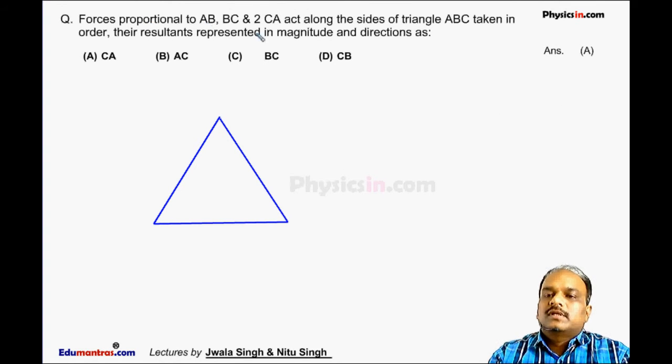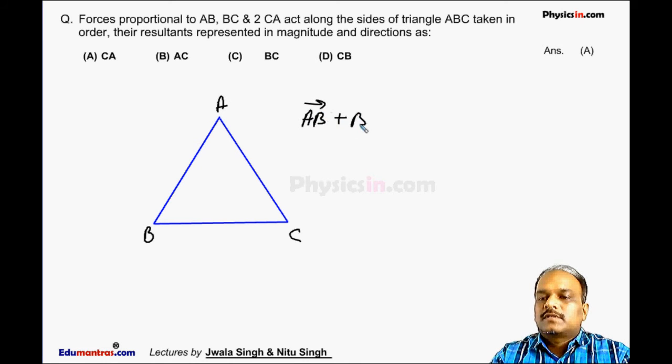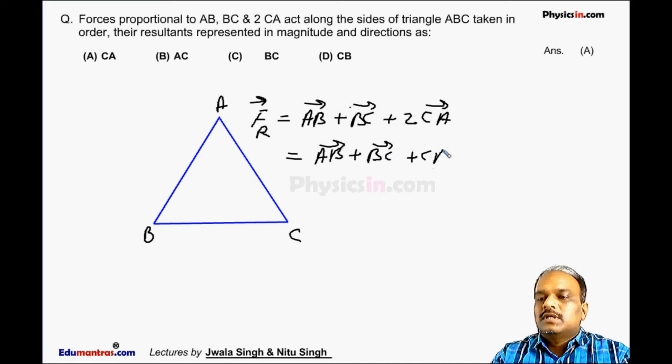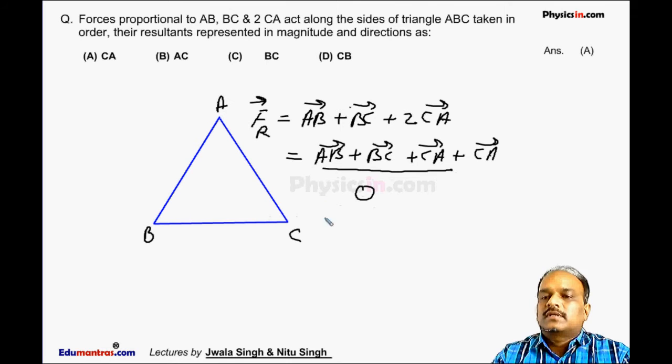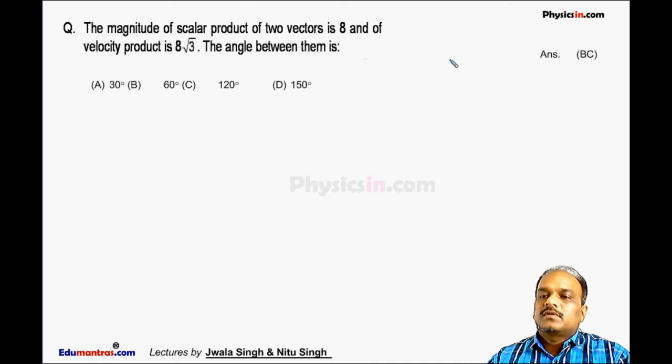Forces proportional to AB, BC and 2CA. Suppose this is triangle ABC. We know vector AB plus vector BC plus 2 times vector CA is the resultant. As we know, in a triangle, vector AB plus BC plus CA is 0. So it is AB plus BC plus CA plus CA. AB plus BC plus CA is 0 because it is forming a triangle. So the resultant force is along CA.